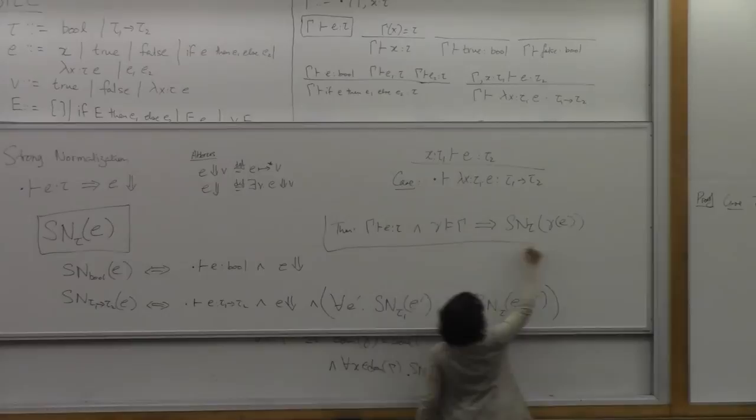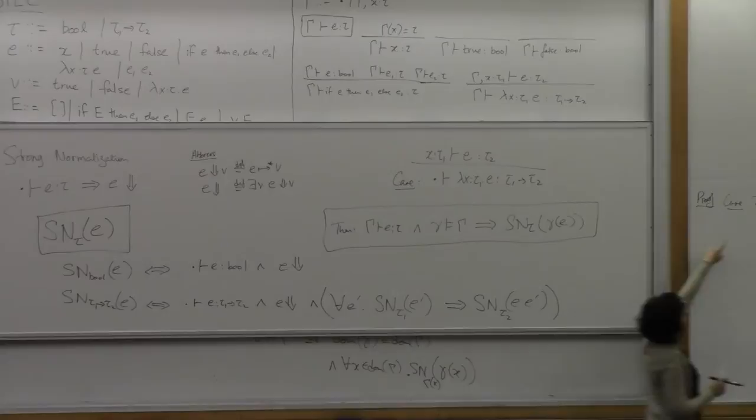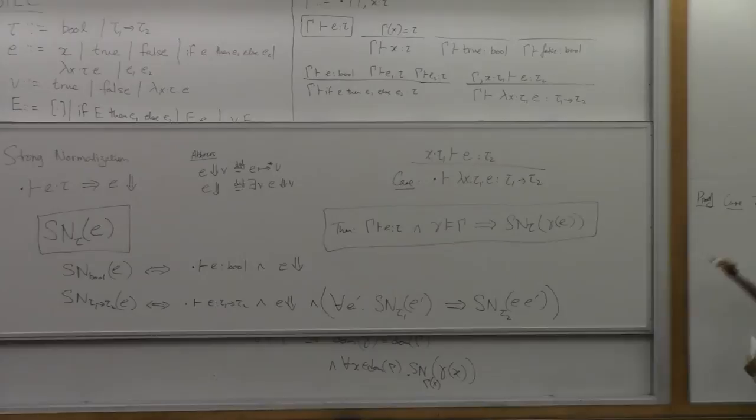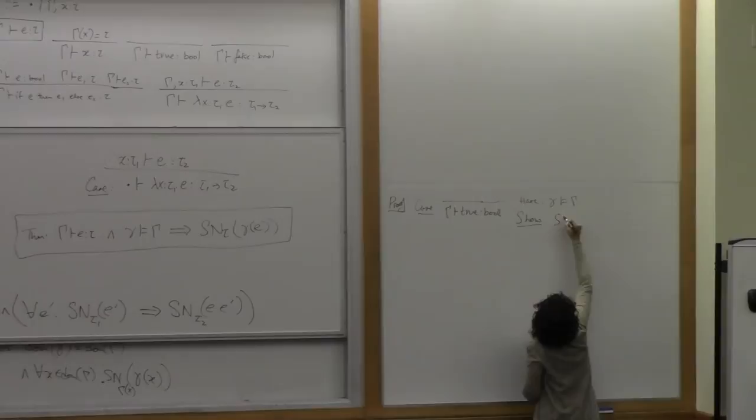So, let's do true. So we know that true has type bool under gamma, and we're saying that our premise tells us that we have a substitution that satisfies gamma, okay? And what we're required to show is that gamma applied to true is strongly normalizing at the type bool, right?